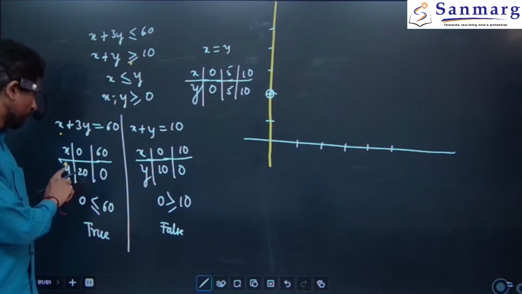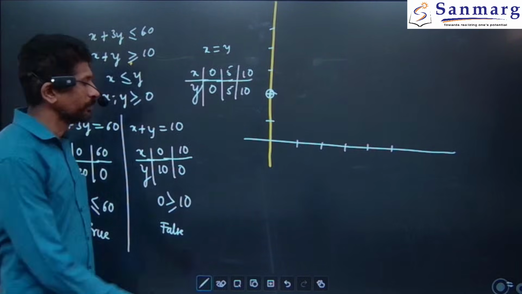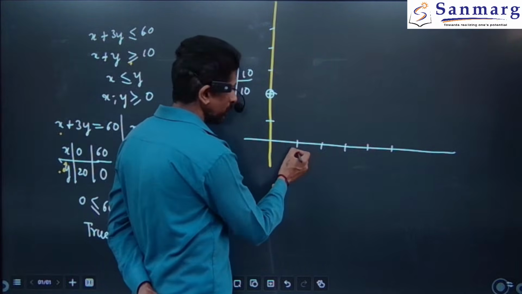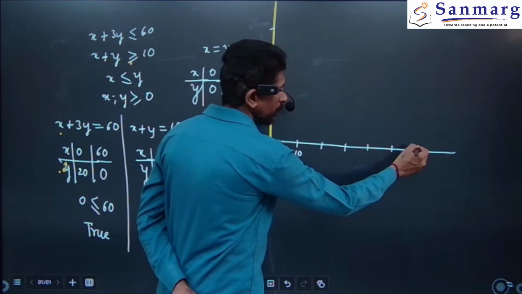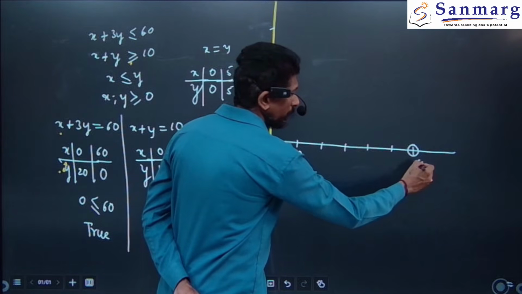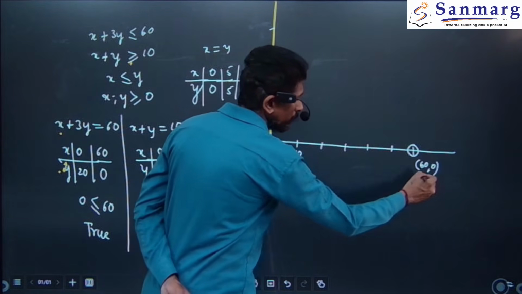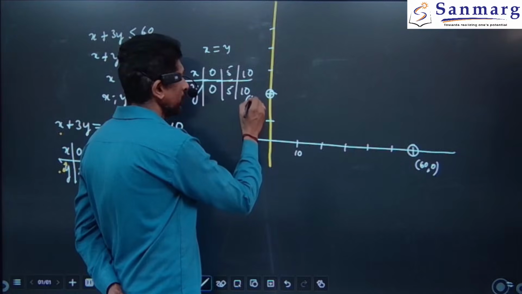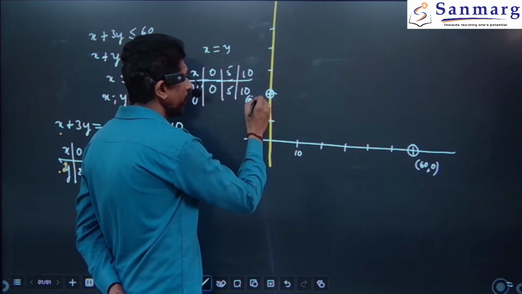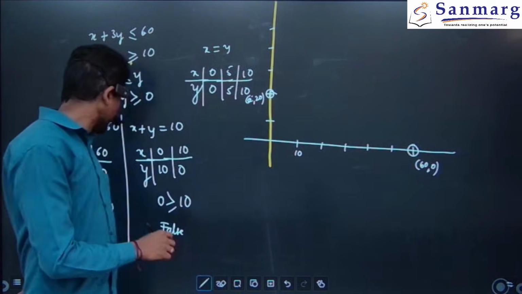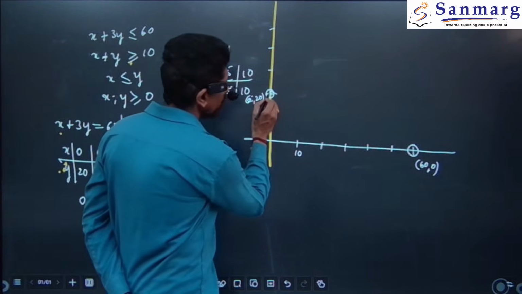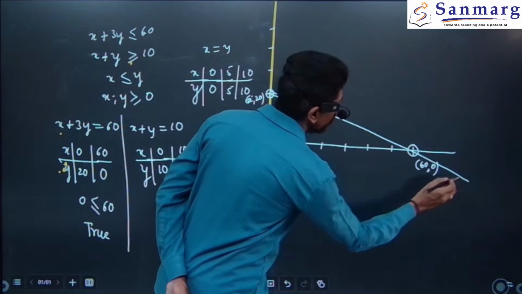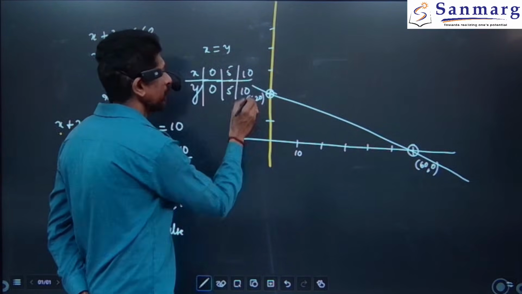Next one is y is 0, x becomes 60. 10, 20, 30, 40, 50 and the second point is 60 here. The first point is x is 0, y is 20. Now taking these, draw the line. Draw the first line.